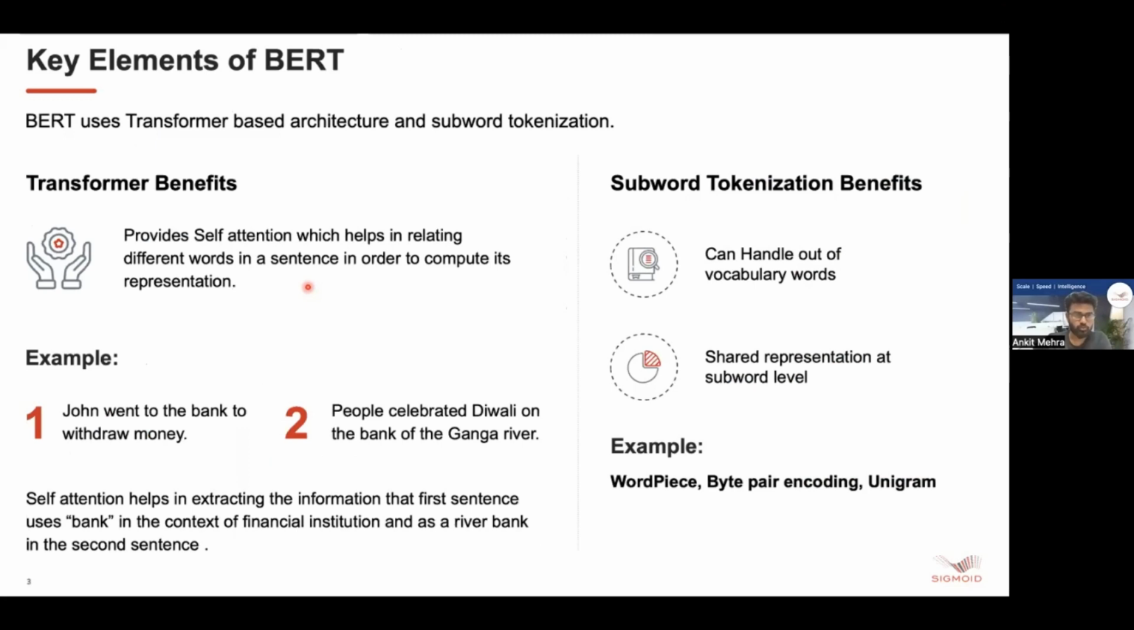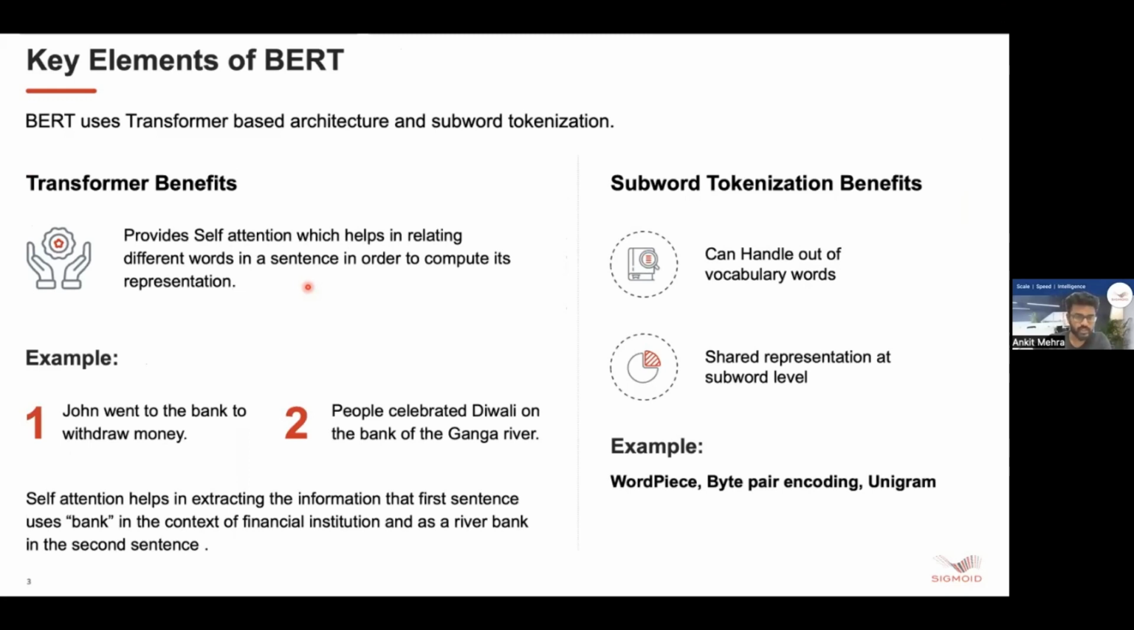Now let us move to our second slide. So here I would like to talk about the key elements of BERT that helps it to understand the text better. So the first thing is transformer. Transformer uses self-attention, which helps in relating different words in a sentence in order to compute its representation.